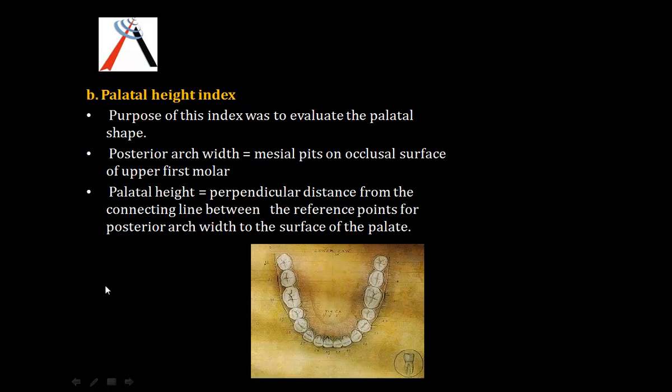The next index of Corcus analysis is the palatal height index. Here we calculate two things. One is the posterior arch width, from the mesial surface of the upper first molar to the mesial pit of the occlusal surface of the other first molar. We get a posterior arch width. We then calculate a perpendicular distance from the connecting line between the reference points for posterior arch width to the surface of the palate. And we get a palatal height.